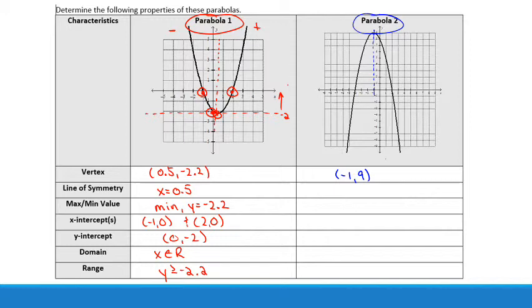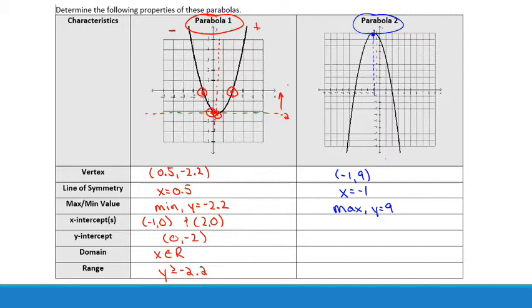My line of symmetry is a vertical line, so it's x equals every time, and then whatever the x-coordinate of the vertex is, so that's -1. Max or min value: the vertex is at the very top, so it is a max value, and it's always y equals something, whatever the y-coordinate of the vertex is, so that is 9.